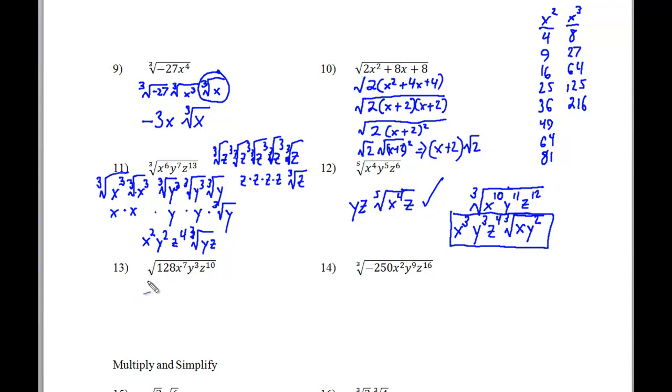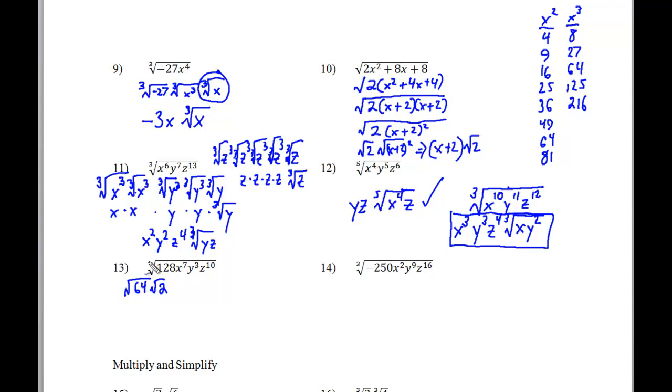Alright, moving on to number 13. Now I like to handle my numbers separately from my variables. So I'm going to take a look at the square root chart and see if one of these numbers can divide into 128. Now make sure to go big. Don't use 4 or 16. Isn't there a bigger number that can divide 128 evenly? And there is. It's 64. So this is going to be the square root of 64 times the square root of 2. And now let's break these up here.